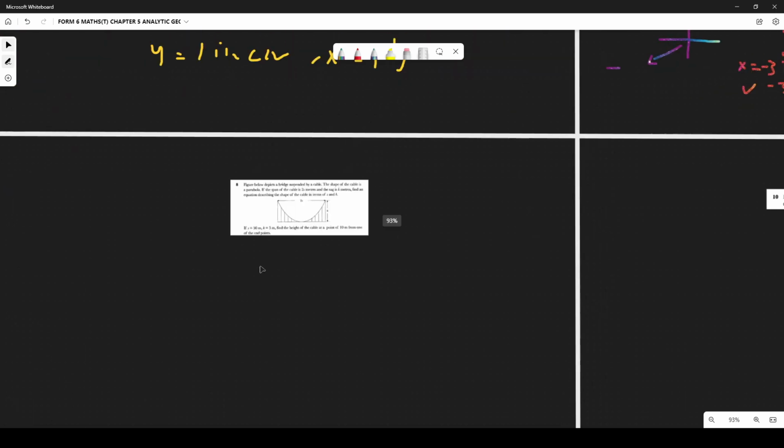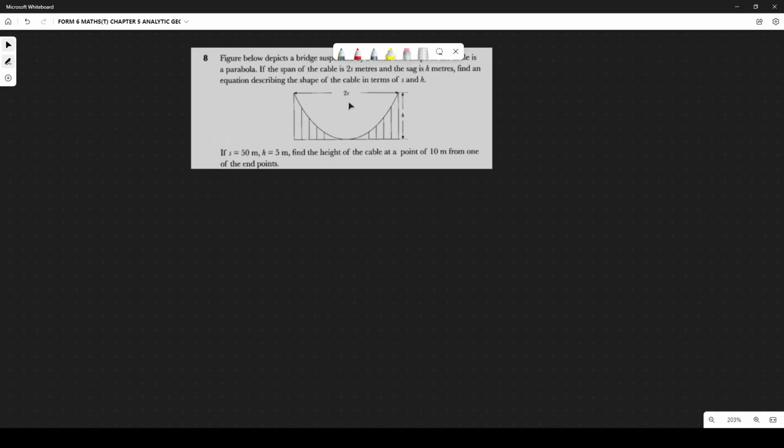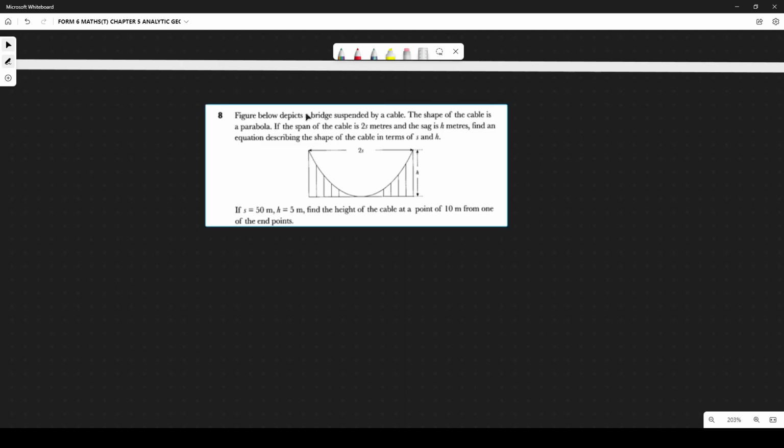How about this one? Question number 8. This is more of a real life question about parabola. This is an applied parabola. Let's digest the information from here. The figure below depicts a bridge suspended by a cable. The shape of the cable is a parabola. If the span of the cable is 2s meters and the sag is h meters, find the equation describing the shape of the cable in terms of s and h.